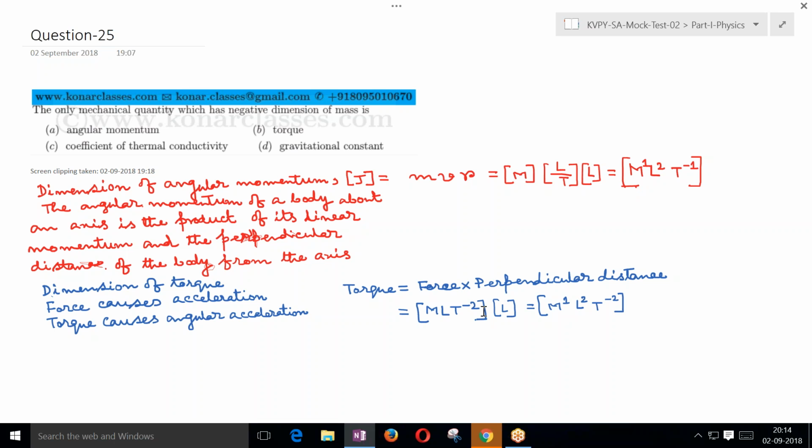Then the next one is the coefficient of thermal conductivity. What does the coefficient of thermal conductivity mean? The coefficient of thermal conductivity of a material is a measurement of the ability of the material to conduct heat. It means that a high value of thermal conductivity indicates that the material is a good heat conductor, and a low value indicates that the material is a poor conductor, or we can define it as an insulator.